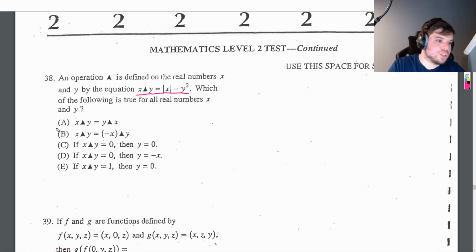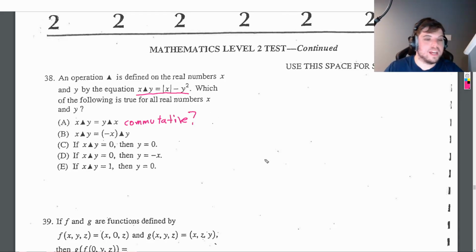What would I do? I would just look at A and see if it's true. Then look at B, see if it's true. C, D, E, see if it's true. So x triangle y. Is it equal to y triangle x? This is actually the same as asking, is triangle commutative? Well, let's see.